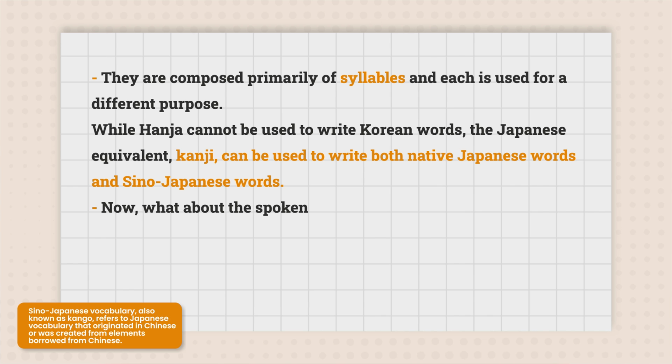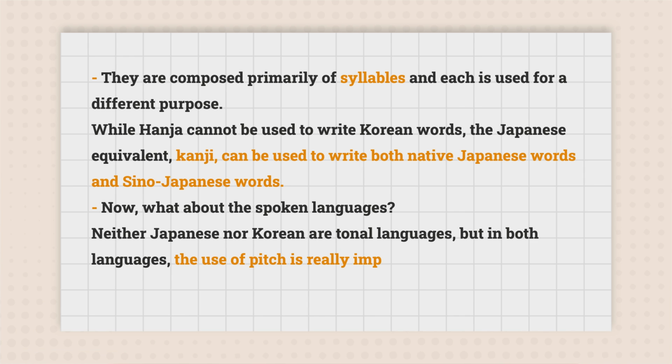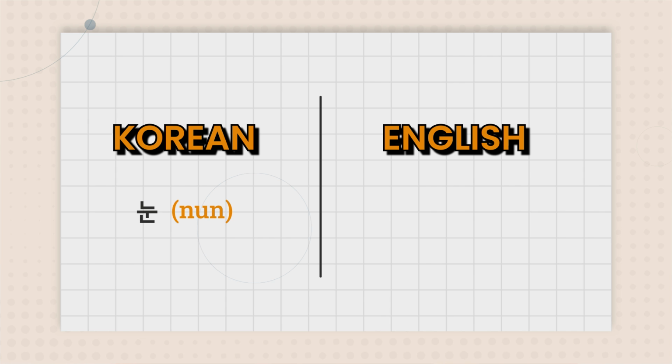But what about the spoken languages? Well, neither Japanese nor Korean are tonal languages, but in both languages, the use of pitch is really important and can change the meaning of your whole sentence immediately. For example, the Korean word nun can mean both snow and I. The only difference is the pronunciation, which has a longer vowel sound for snow.